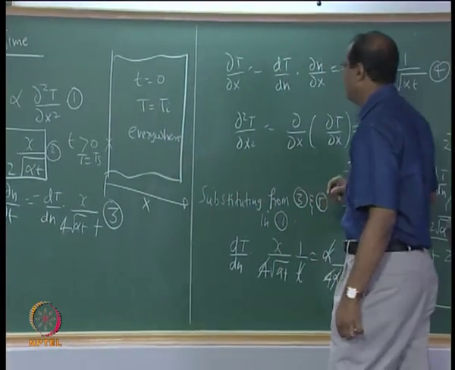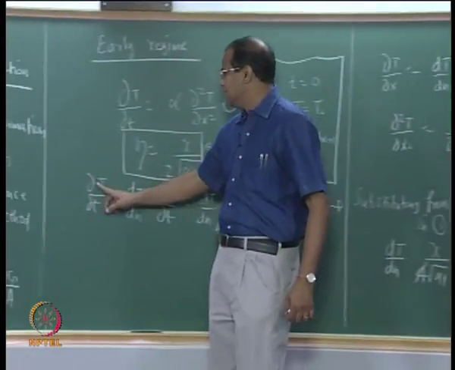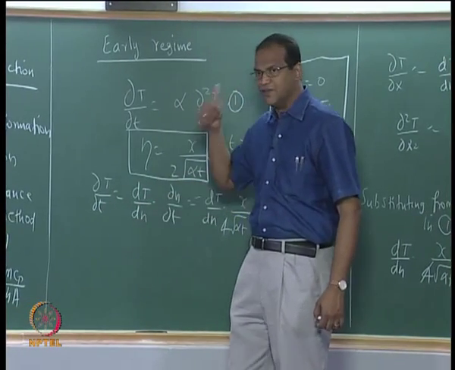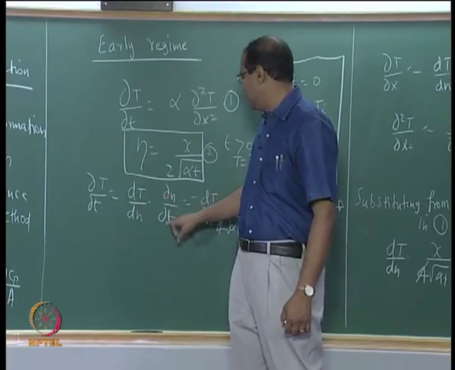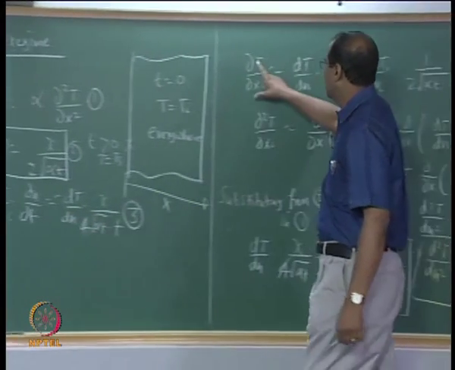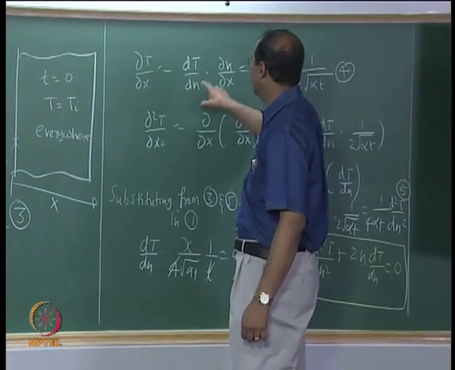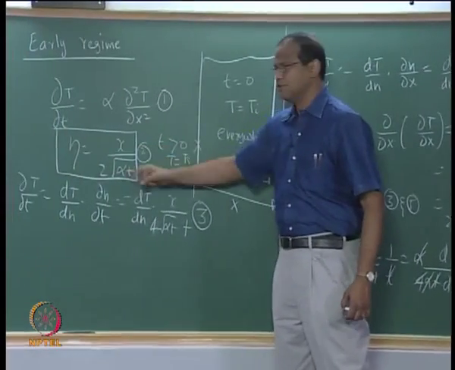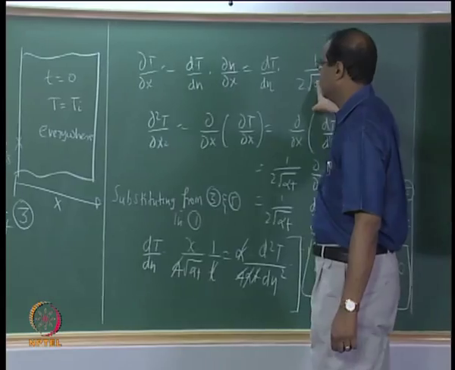Yesterday some people had a doubt, there was no problem with this. dT by dt is dT by d eta, because temperature is a function of eta only, into dou eta by dou t, like this. Now we got dT by dx the same, dT by d eta into dou eta by dou x. So dou eta by dou x is 1 by 2 root alpha t, that is given here.